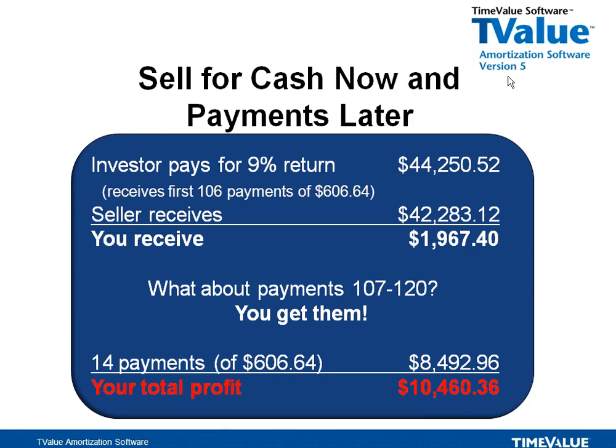You get them. Not a bad deal here, right? So depending on what your needs are, trying to set up some cash flows or trying to set up a retirement plan for yourself, you get a little cash up front, you get some payments in the future. So the next 14 payments of $606 you get for a profit of $8,492. So between your upfront cash and the amount of those payments, your total profit is going to be $10,460.36.